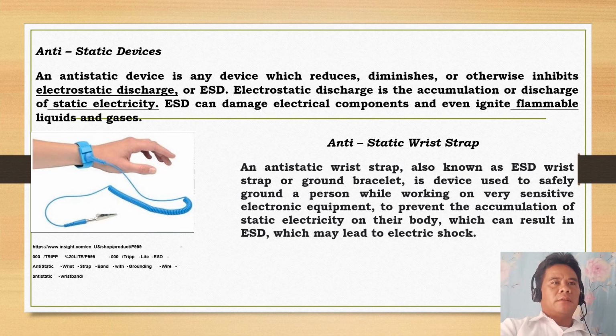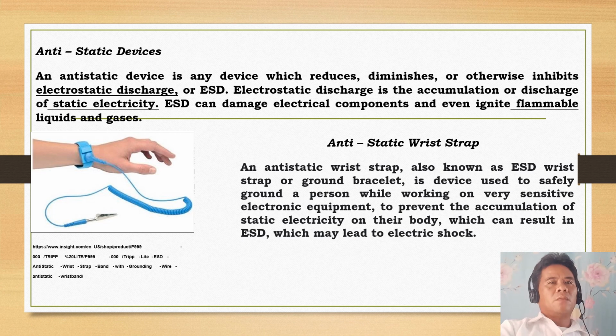So what is an anti-static device? So an anti-static device is any device which reduces, diminishes, or otherwise inhibits electrostatic discharge, or ESD. Electrostatic discharge is the accumulation or discharge of static electricity. ESD can damage electrical components and even ignite flammable liquids and gases. So the example of the anti-static devices, the number 1 is the anti-static wrist strap.